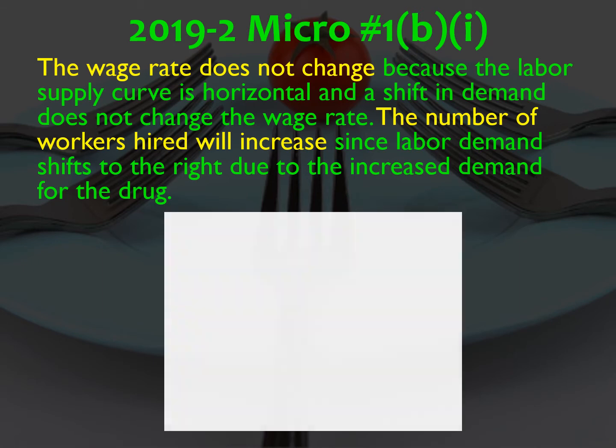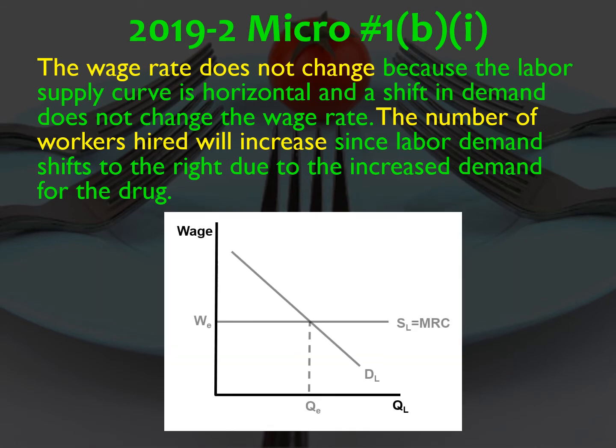So if you take a look at the graph that you did not have to include, there is the supply of labor, which is equal to MRC. There's the initial demand for labor. Because the demand for the drug increases, demand for labor is derived from the demand for the drug, which means it's going to increase. But notice the shifting demand of labor to the right doesn't change the wage rate because supply of labor is perfectly elastic. So there's no change in the wage.